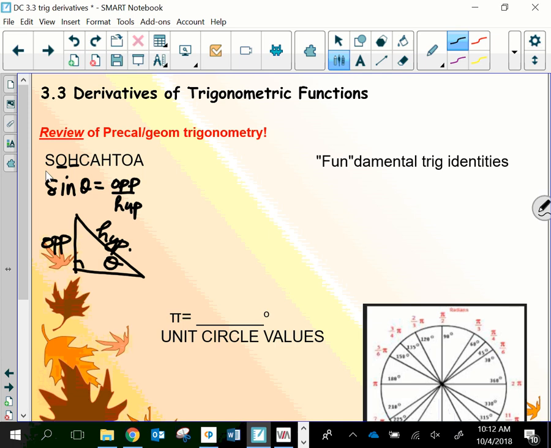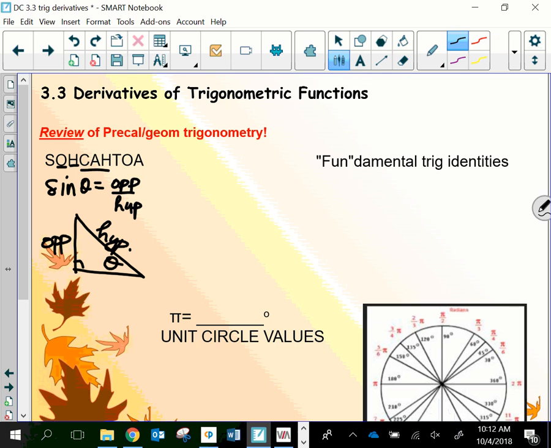And of course, CAH stands for what? Cosine equals adjacent over hypotenuse, and then tangent equals opposite over adjacent. It's not really going to come up a bunch, but that's the basis of all the unit circle business, which is going to come up a bunch.